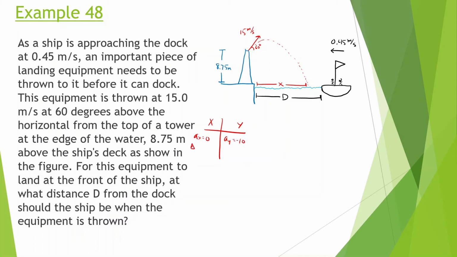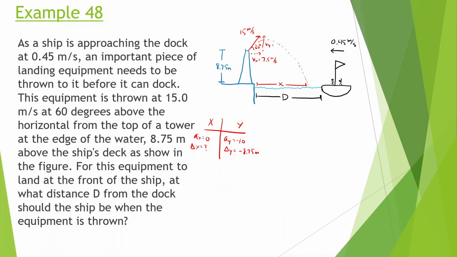We don't know what the displacement of x is. That's what we're trying to figure out. The displacement of y, it's going to be falling down -8.75 meters. And we can also find out what the Vx is and the Vy. Vx is going to be half of this, so it's going to be 7.5 meters per second.